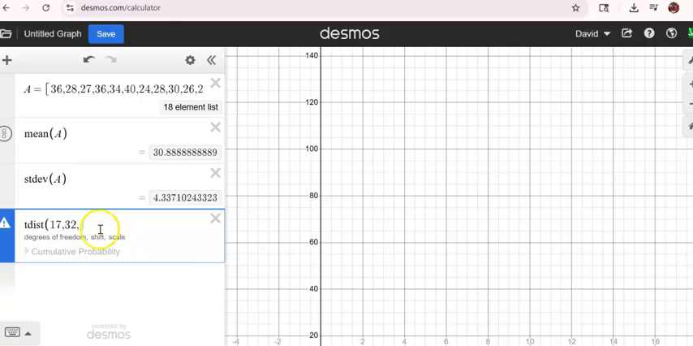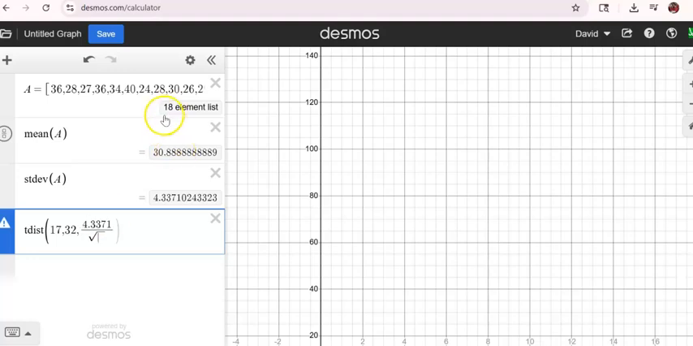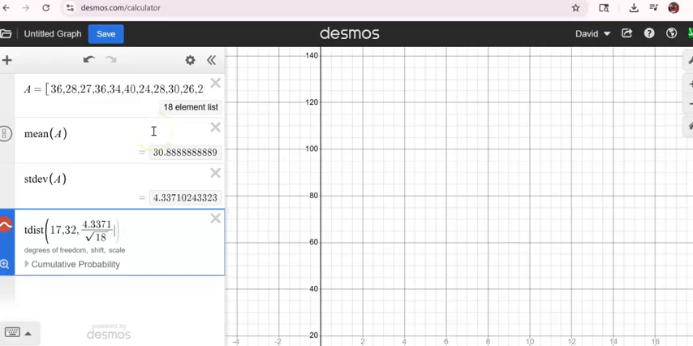All right, but for the scale, you do need to use this standard deviation over the square root of your sample size. So don't forget, I'm going to do 4.33. I'm just going to round it to 4.337 since the next number is a 0, and then divided by SQRT, square root, and then 18 is my sample size. So you should also always see this number n, and then this number right here is n-1 when you do these t distributions.